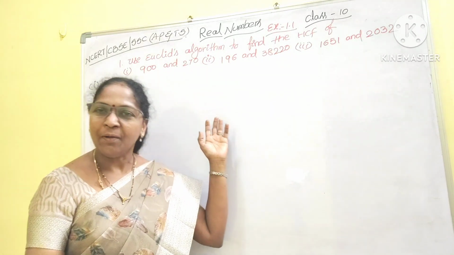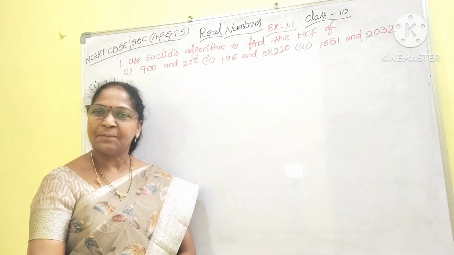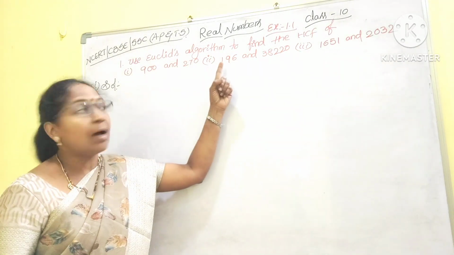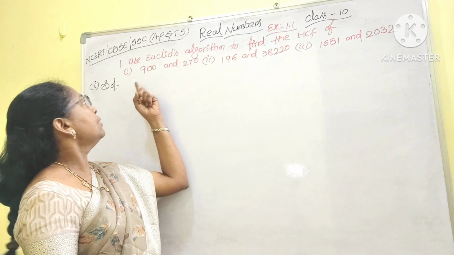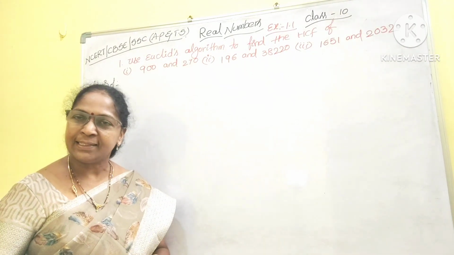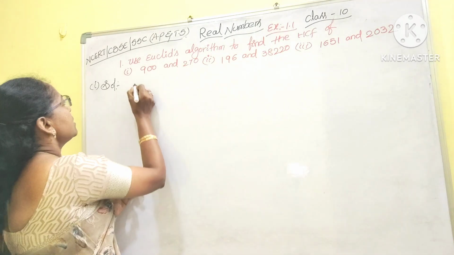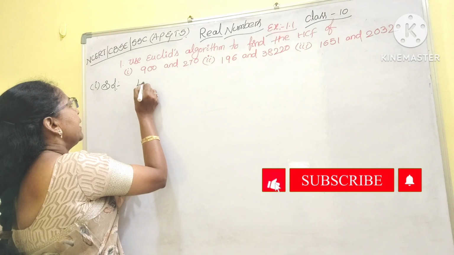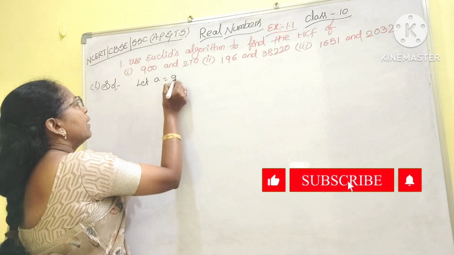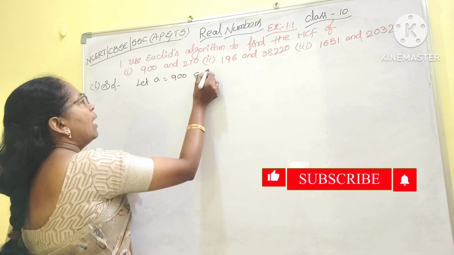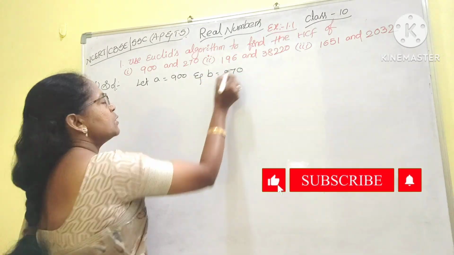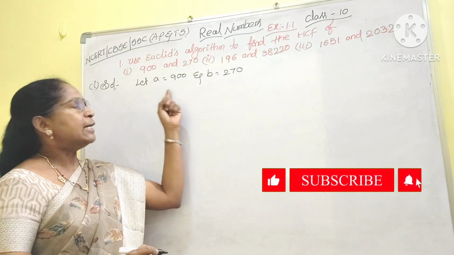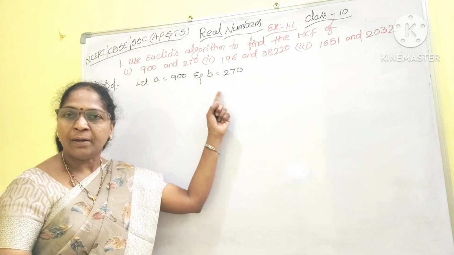Today in this video, I am going to explain the real numbers, first exercise. In the first question, use Euclid's algorithm to find the HCF of 900 and 270. That is the first sum. Here, 900 and 270 are given. Let A equal 900 and B equal 270. You have to consider it like this: always assume the bigger number as A and the second, smaller number as B.